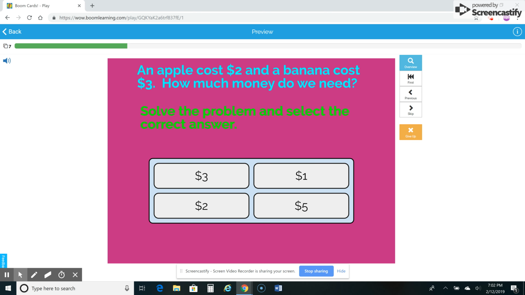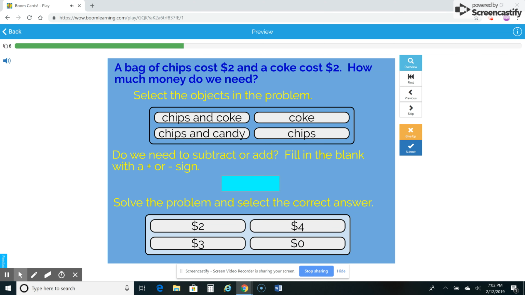Our next slide, we have the same problem, and we're going to solve the problem and select the correct answer. So we're trying to actually solve it. We want to add up the $2 and $3 to give us 5. And it tells us that we have a correct answer.